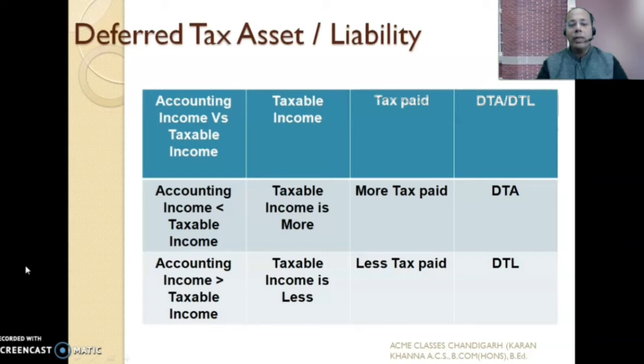Likewise, if accounting income is greater than taxable income, in other words, if taxable income is less than the accounting income, you pay less tax initially but more tax later, leading to the creation of something called a deferred tax liability. So a deferred tax liability situation is created when taxable income is smaller than accounting income.